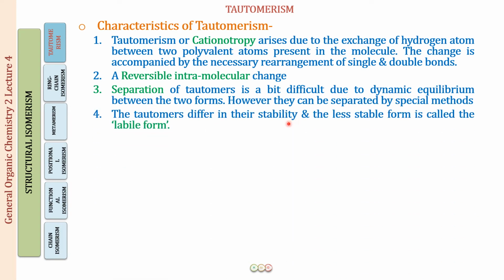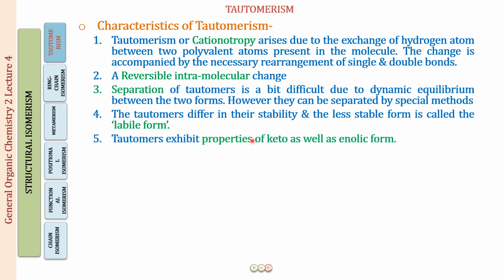The tautomers differ in their stability, and the less stable form is called the labile form. Again, we've already discussed that of the keto and the enol form, only one is going to be more stable. Generally, it is the keto form that is stable, so the enol form will be called the labile form. However, you will be seeing in the next lecture that where the enol form is more stable, the keto form will be called the labile form.